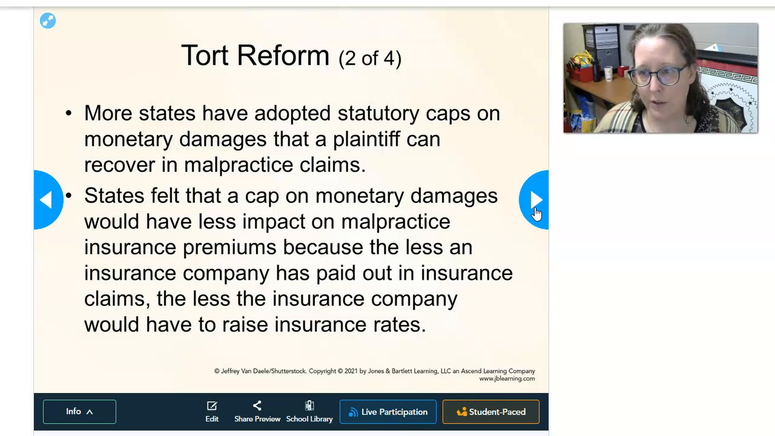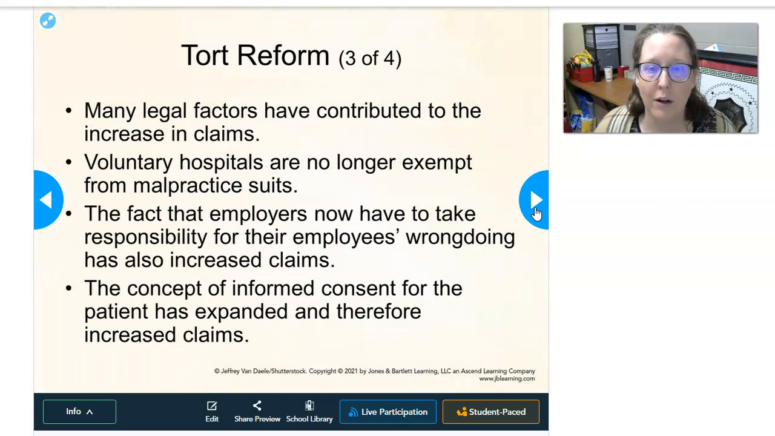Because the malpractice insurance premiums have been going up, they figured that, oh, if we put a cap on how much has to be paid out, then it could slow this increase in the malpractice premiums that these insurances are charging to the physicians, because that in turn, of course, increases the cost of practicing medicine and increases healthcare costs. There are, however, many legal factors that have contributed to this increase in claims.